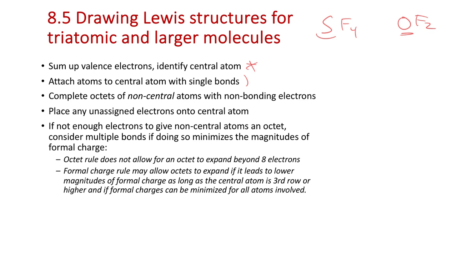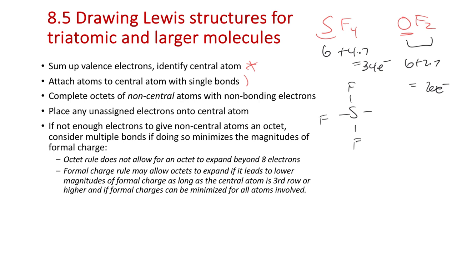But then for these Lewis structures, what we want to do is count valence electrons: 6 for sulfur, 4 times 7 for the fluorines, that's 34 electrons. And then for OF2, we'd have 6 plus 2 times 7, so that's 20 valence electrons. And so if we start with single bonds, for SF4, we start with 4 bonds here.